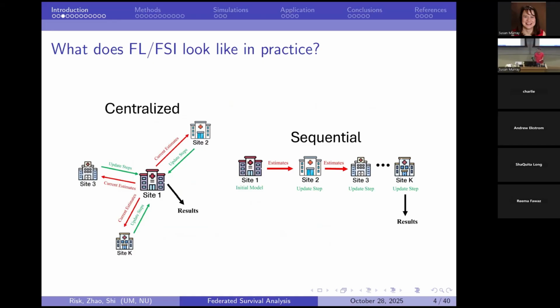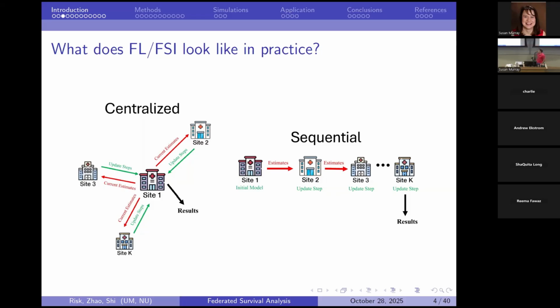So what that means is the central site is going to fit some sort of initial model. It's going to share that initial model with satellite sites. Those satellite sites are going to look at the estimates for that model or whatever summaries have been shared. They're going to suggest an update step to the central site based on their data. And then those update steps are going to get aggregated in the central site.